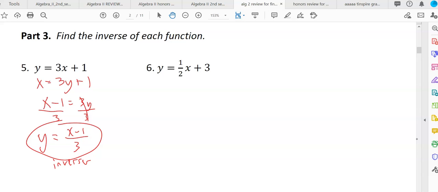Kind of makes sense, right? Instead of adding 1, we're subtracting 1. Instead of multiplying by 3, we're dividing by 3.